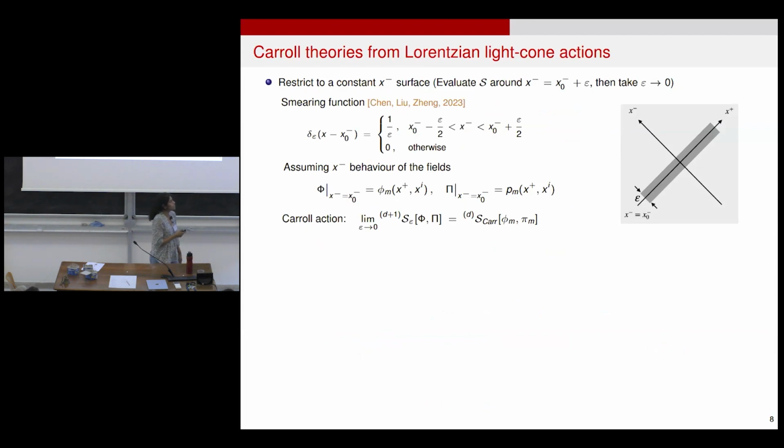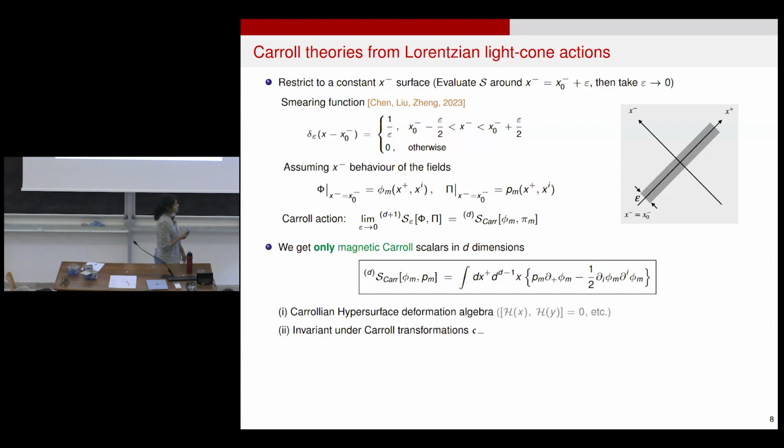Now, the idea is to restrict this theory on some constant x minus slice. So I'm going to constrain this x minus coordinate to some constant x minus 0 plus a very tiny width epsilon, and then later take this epsilon to 0. So it's simply by inserting some spearing function in the action. And we are going to assume some x minus behavior of the fields. So let's say at closer to x minus equals x minus x naught, the fields behave like this, and so on. And then we can simply get the Carrollian action by taking epsilon goes to 0 limit.